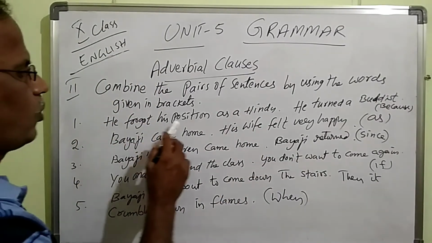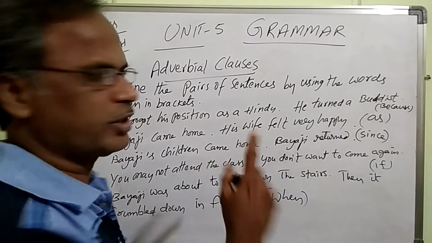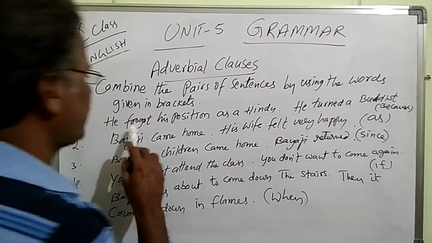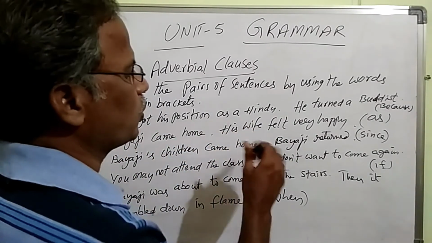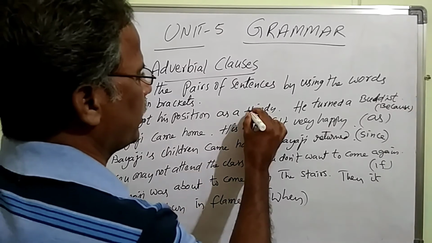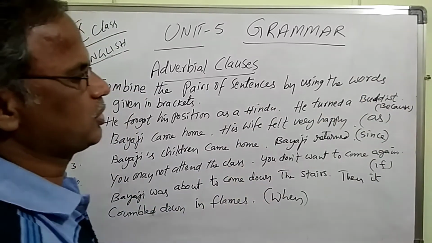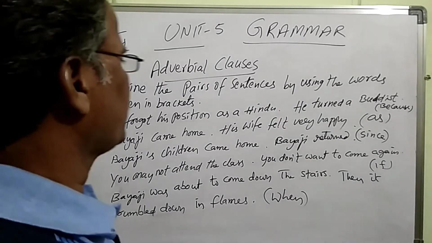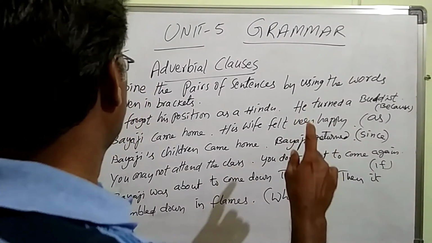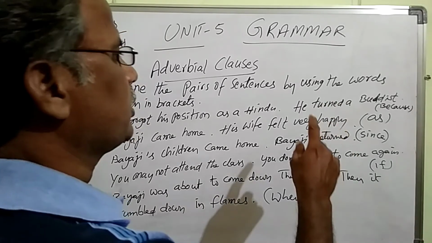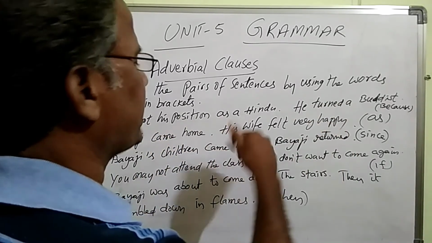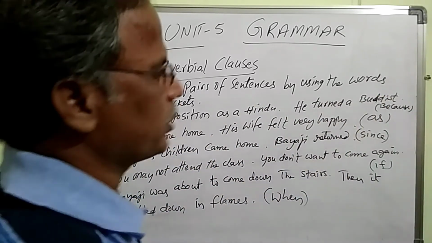First one: he forgot his position as a Hindu, and he turned a Buddhist. If you do not understand, you can use your textbook, children. You combine using because. How can you write here? He forgot his position as a Hindu because he turned a Buddhist.